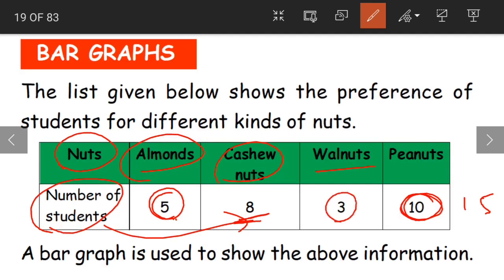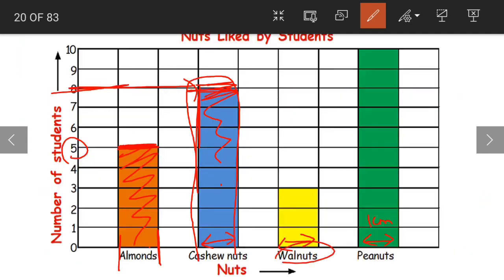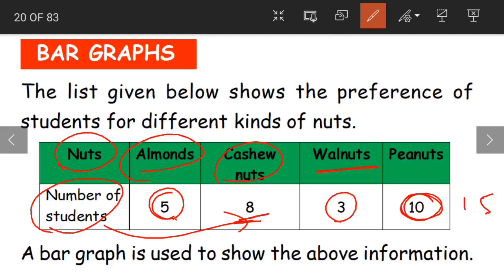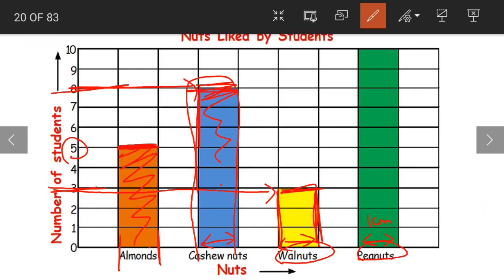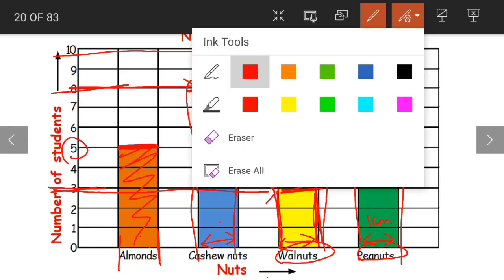Next, 3 students prefer walnuts. So the walnuts bar should be filled till 3. See, this is our 3 here, right? So it should be filled till 3. Now 10 students like peanuts. So the peanuts bar should be filled till 10. Understood children? Depending on the number of students who like the nuts, we have filled the bars or colored the bars till there.